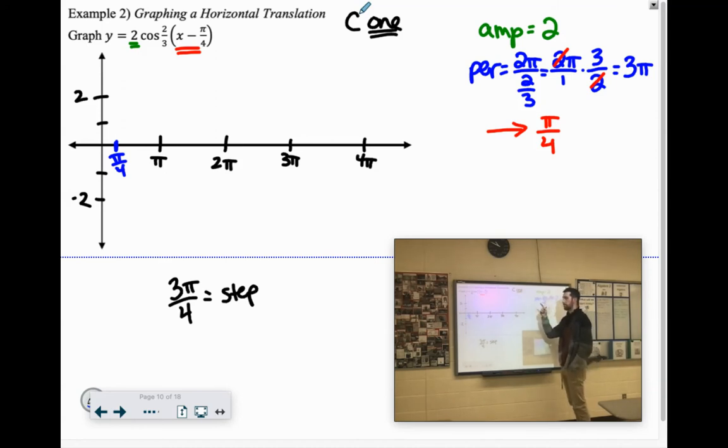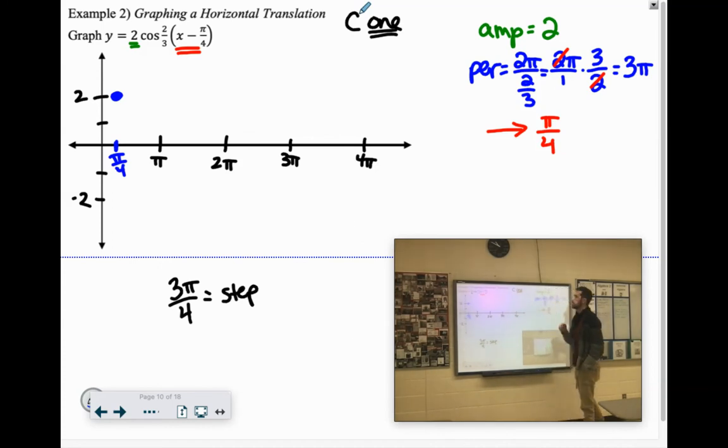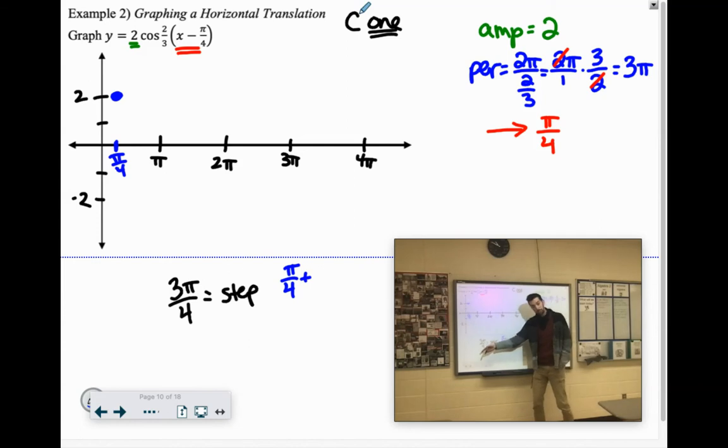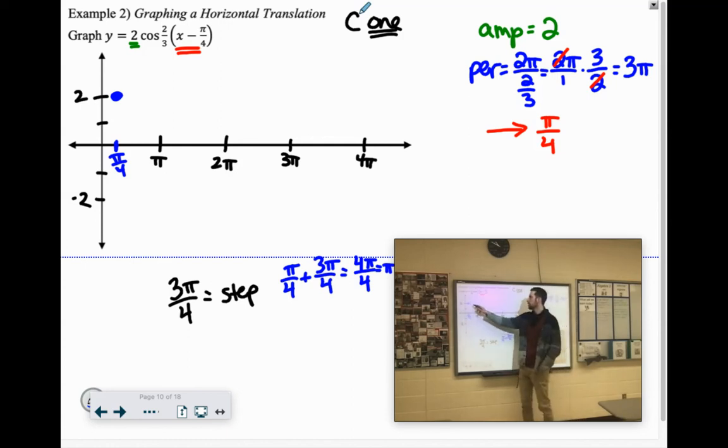And then cosine, remember, starts at the top of the graph. So our top of the graph will be 2, since our amplitude was 2. And then it's going to dip down to the center. But let's figure out how much further down it has. So if we did pi over 4 plus one more step, which is 3 pi over 4, we get 4 pi over 4 for our next spot on the graph. And 4 pi over 4 is just pi. So our next spot on the graph will be right at pi.